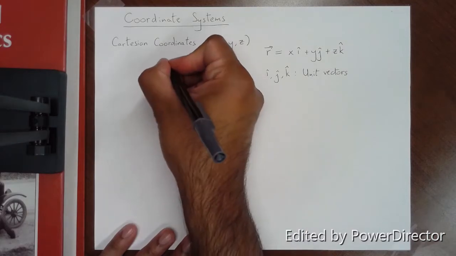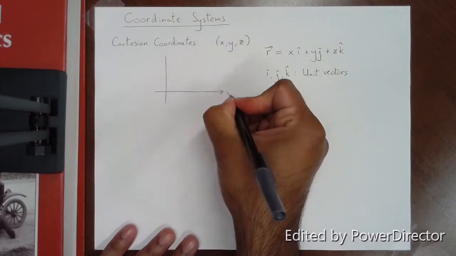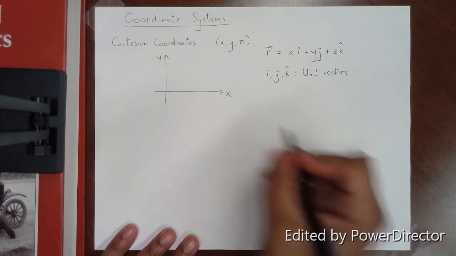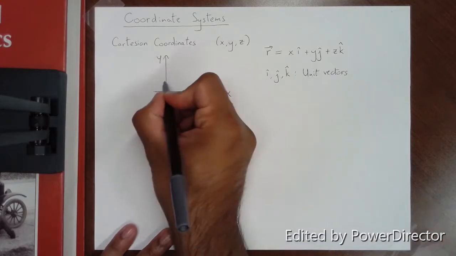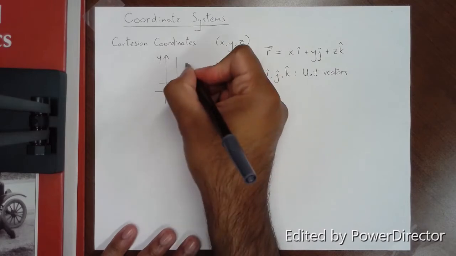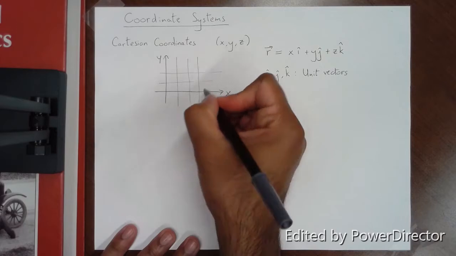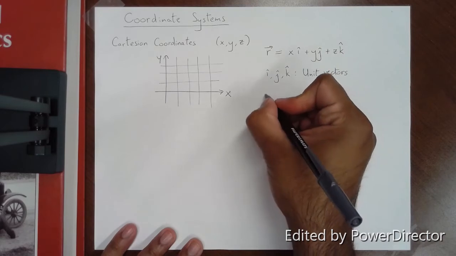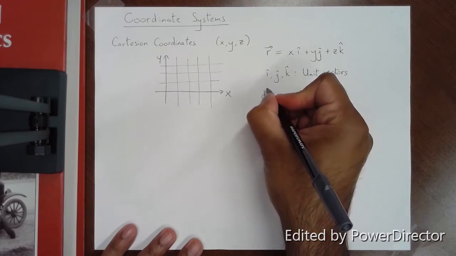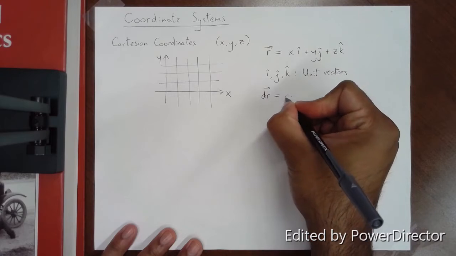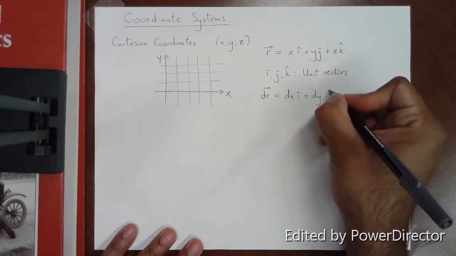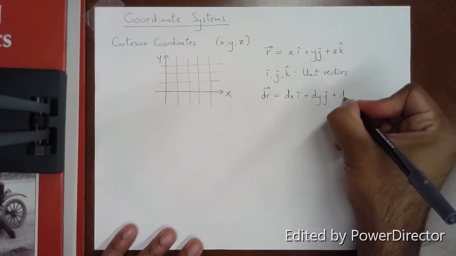If we focus on just a plane, we see that x and y are perpendicular to each other, so this is an orthogonal coordinate system, and lines of constant x and y intersect each other at right angles. The infinitesimal change in the position vector is dx i hat plus dy j hat plus dz k hat.